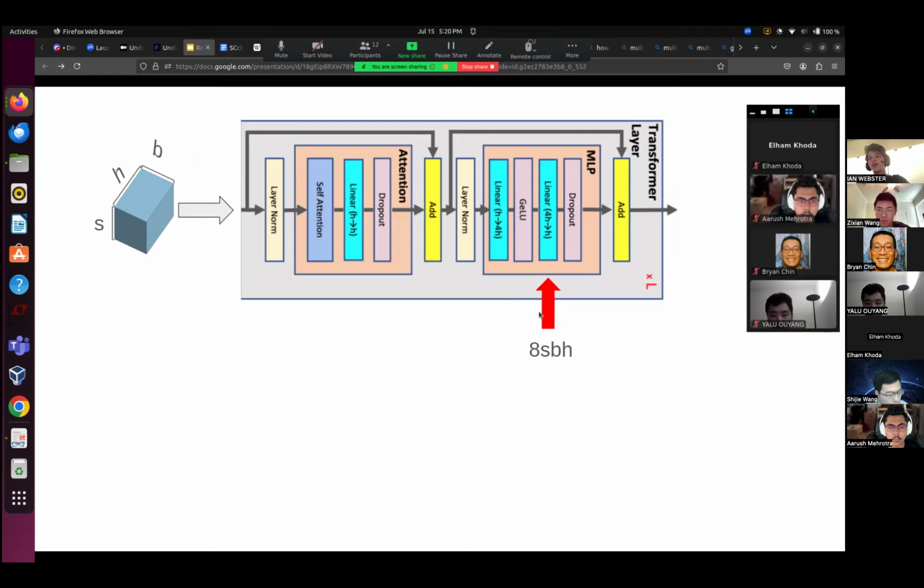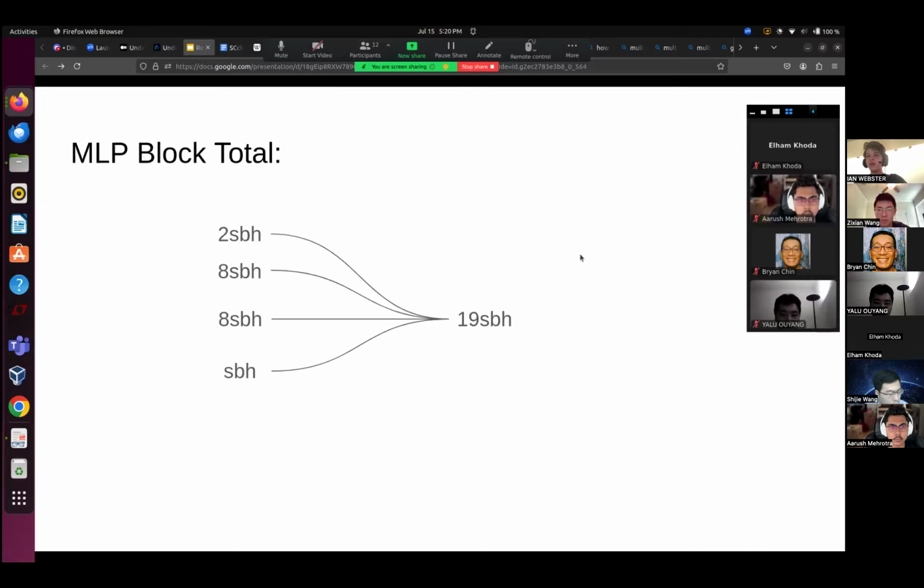Then next, we have another 8 SBH needed for this layer, and only SBH needed for the dropout layer, because again, the dropout matrix is only made of zeros and ones. You don't need to multiply it by a factor of 2. It only takes 1 byte an element. So the total for the MLP block ends up coming out to 19 SBH bytes. I feel like I got to add the units here.